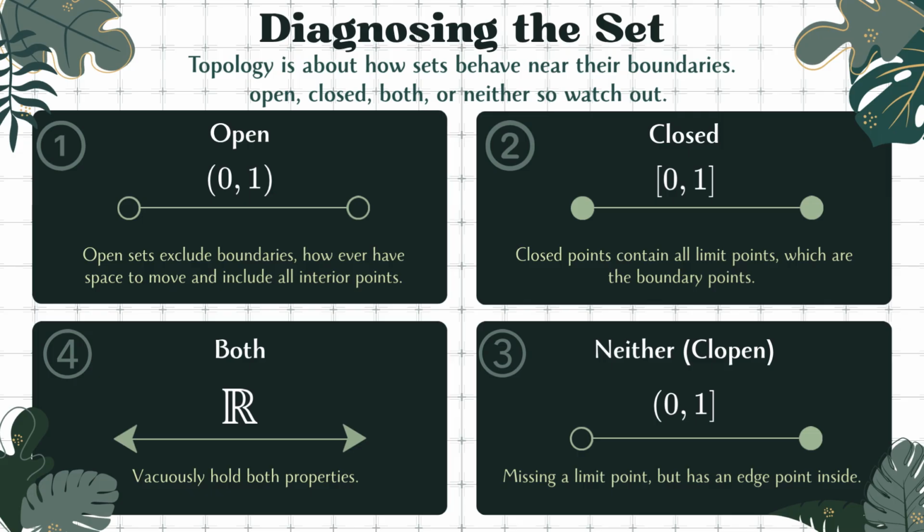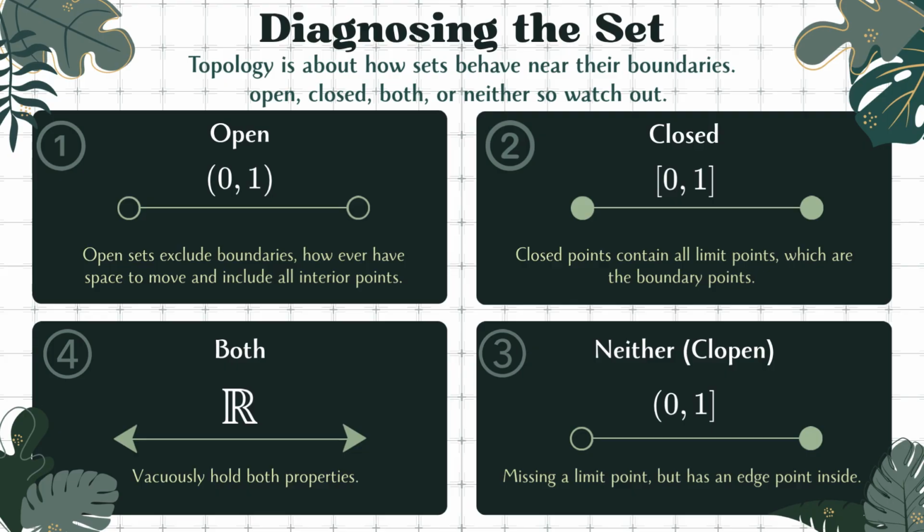Topology is often described as a study of open sets, but in practice, we spend a lot of time asking, is the set open? Is it closed? Is it both? Or is it neither? Let's examine a few. Example 1. The interval (0, 1) is open because every point is an interior point. Example 2. The interval [0, 1] is closed because in this case, it contains all of its limit points.